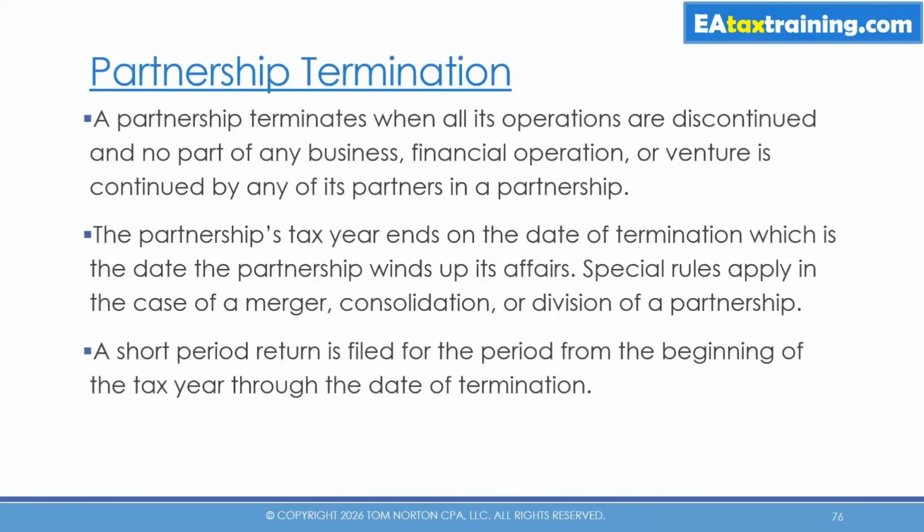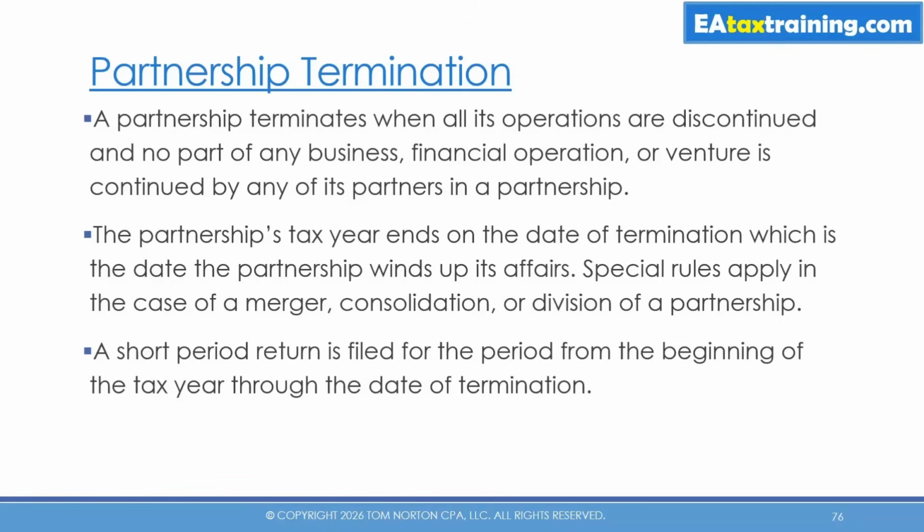So when does a partnership terminate? Well, it terminates when all of its operations are discontinued and no part of any business, financial operation, or venture is continued by any of its partners in a partnership. So it could be that one partner is going to continue on as a sole proprietor or as a corporation or something. But if you have, for instance, two partners, one of them leaves the partnership, well, you no longer have a partnership. The partnership terminates.